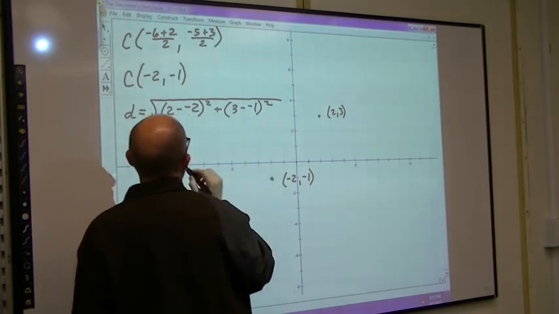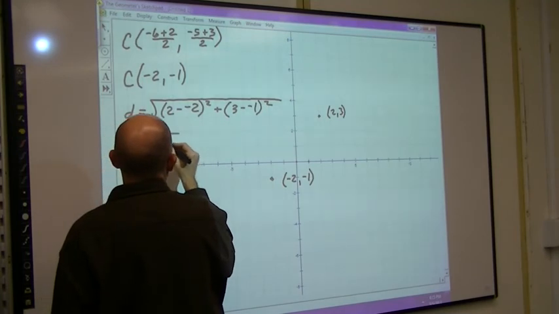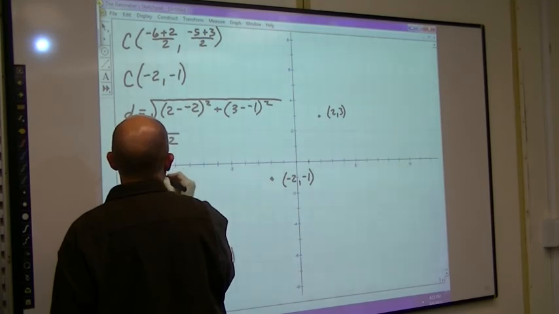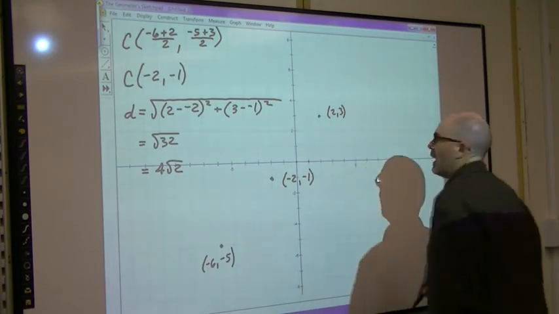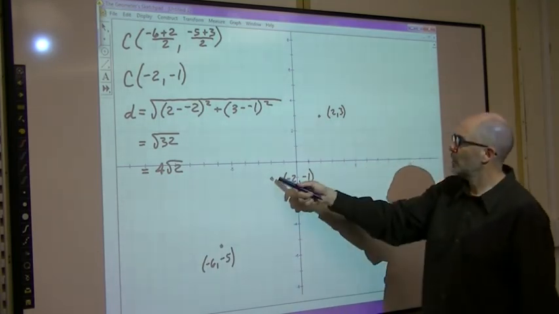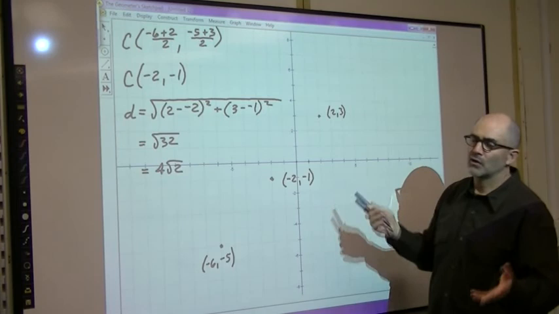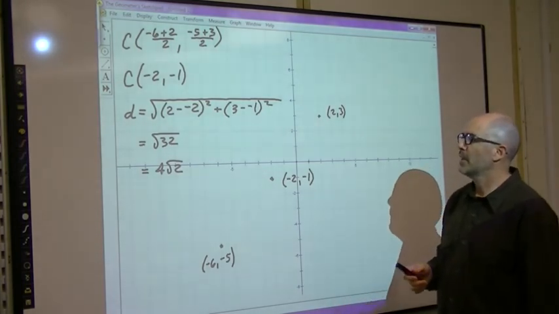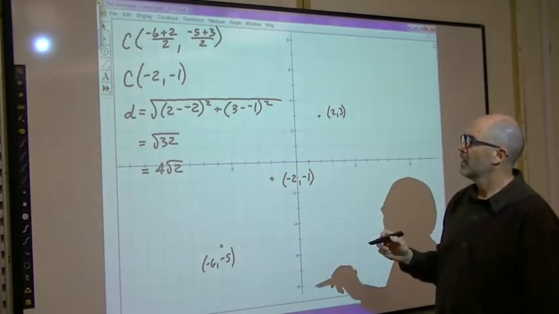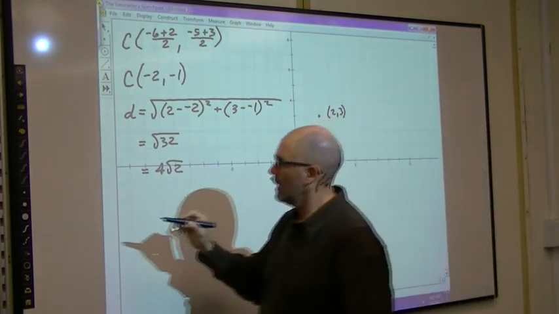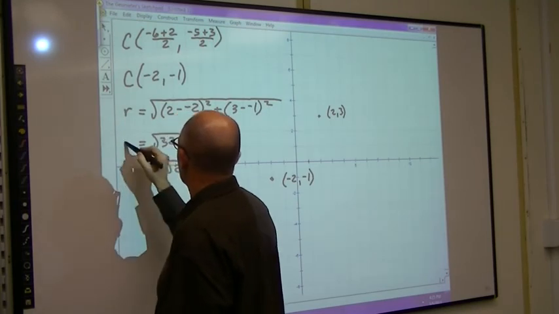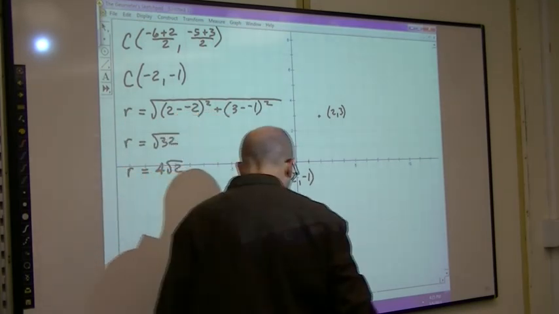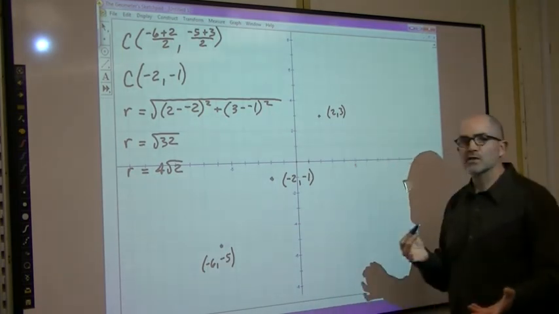And so our distance is going to be the square root of 16 plus 16, which is 32, which equals 4 square root of 2. Now, I actually knew that already because I just counted 4 spaces diagonally, so you know that's got to be 4 square root of 2. But that's my radius. Yeah, I called it distance, but let's actually call it the radius. Okay, so now I'm ready for my equation.